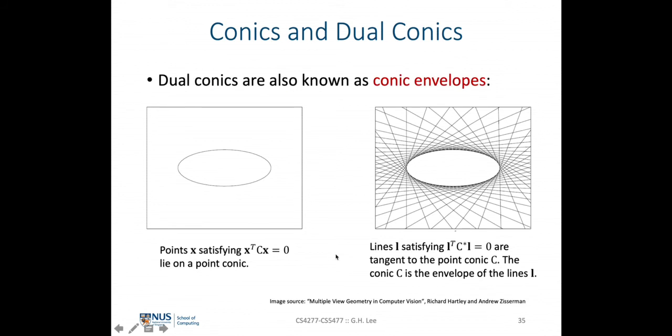And geometrically, dual conics are also known as conic envelopes, because I have said earlier that the dual line conic here is defined by all the tangent lines, as compared to the point conic, which is defined by points on the conic. So 5 or more points can uniquely define this conic C. And in the same way, here we have 5 or more tangent lines to the conic, we can define the line conic C star.